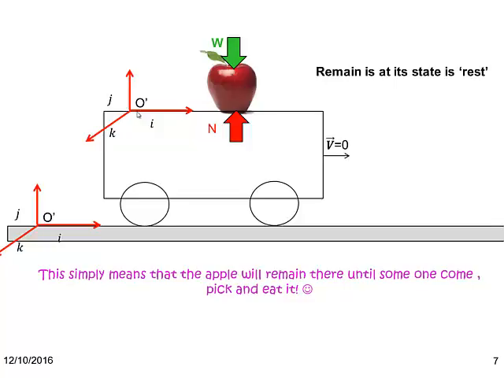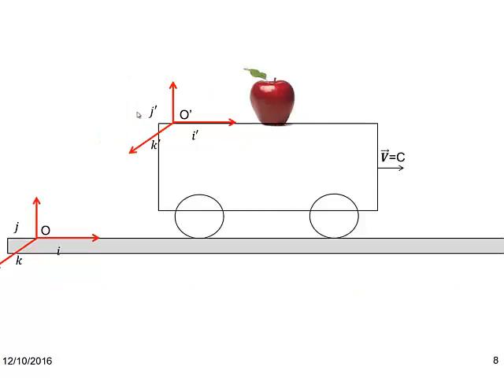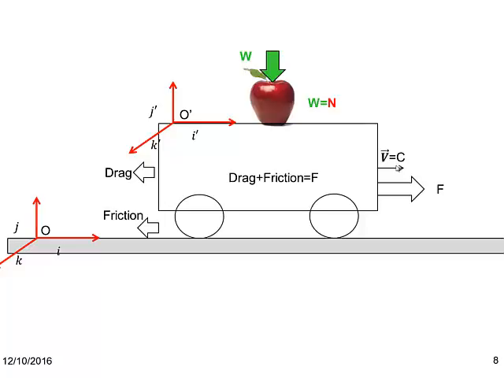Imagine another situation. An apple is at rest on a cart moving with a constant velocity. In real life, this will only be possible when the cart is pulled with a constant force which is balanced by drag and frictional force at this velocity. And the weight of the apple is balanced by the normal reaction from the surface. The frame of reference O' is fixed on the table.